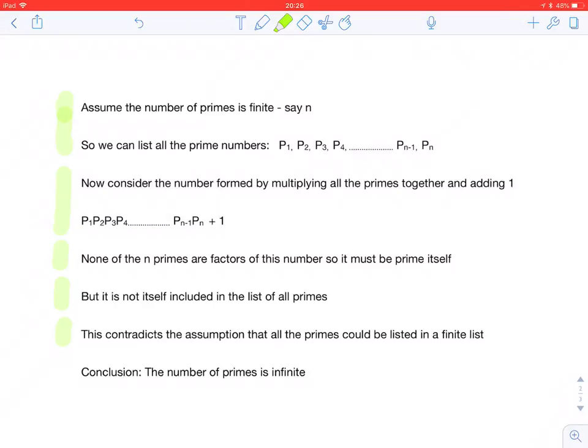And so our conclusion is the number of primes is infinite. And that completes the proof.